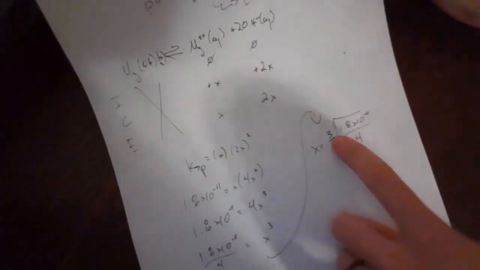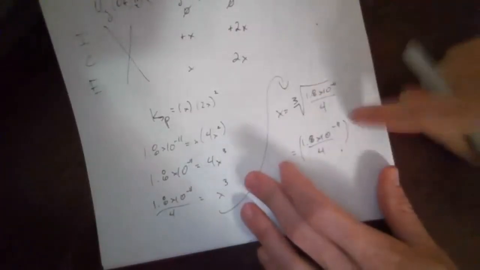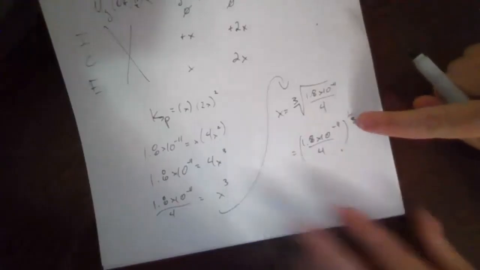And I would get that x is the third root of 1.8 times 10 to the negative 11 divided by 4. For taking third roots, if that may be a function on your calculator, you can also take roots using fractional exponents. So another way to write this would be the same 1.8 times 10 to the negative 11 divided by 4. Take the whole thing to the 1/3 power. Those mean the same thing. The third root is the same thing as taking it to the 1/3 power.